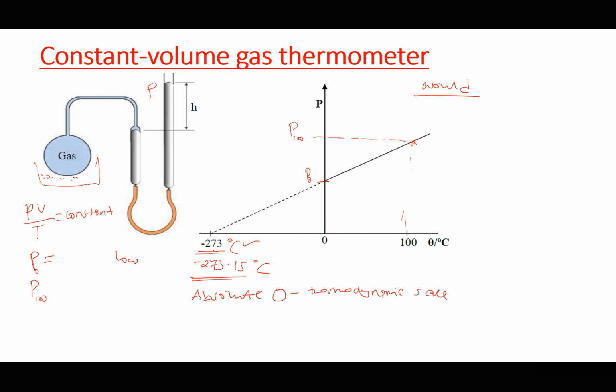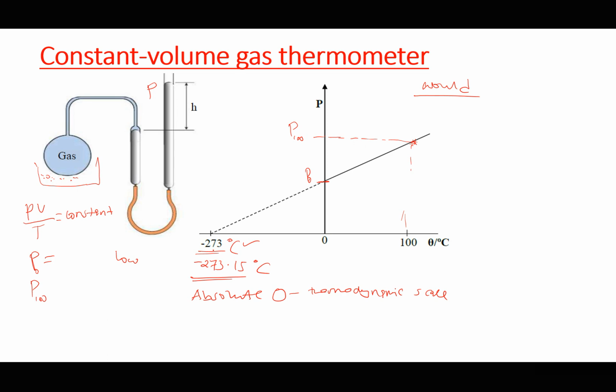Negative 273.15 degrees Celsius is what we call the absolute zero on another scale which we call the thermodynamic scale. Scientists believe we can't go beyond -273 degrees Celsius. They believe no temperature can be reached below -273 degrees Celsius in practice.